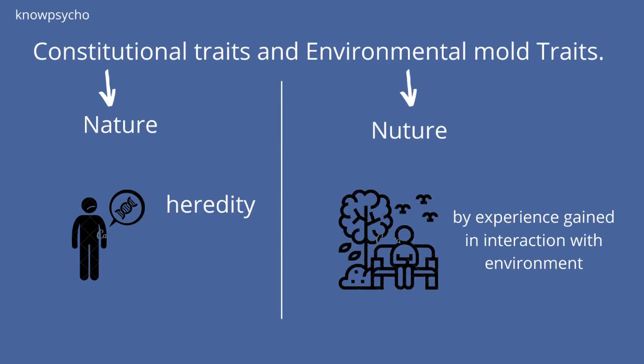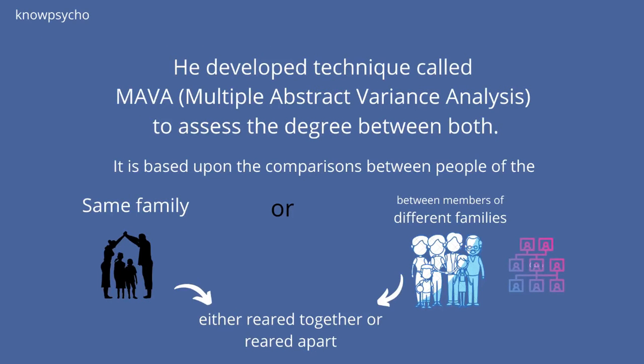He also distinguished between constitutional traits and environmental mold traits. Constitutional traits are those traits which are determined by nature or heredity, whereas environmental mold traits are those which are determined by nurture, that is, by experience gained in interaction with environment. He developed a technique called MAVA, multiple abstract variance analysis, to assess the degree between both. It is based upon the comparisons between people of the same family, either reared together or reared apart, or between members of different families reared either together or apart.